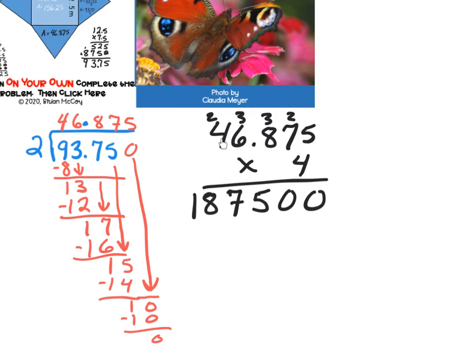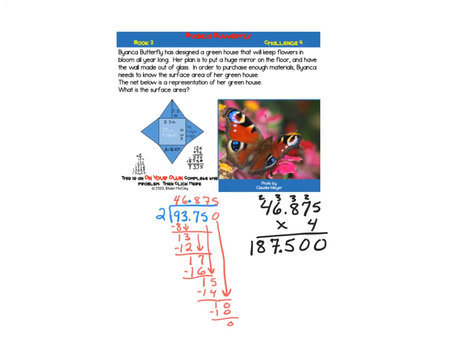Alrighty, and here I took the 46.875, multiplied it by 4, and got 187500. But I've got to remember to go 1 loop-a-doop, 2 loop-a-doop, and 3 loop-a-doops. So if I go 1 loop-a-doop, 2 loop-a-doop, 3 loop-a-doops, I put my decimal right there, and I end up with 187.5. And now that is for all 4 of these triangles. 1, 2, 3, 4, all added together is going to give me 187.5.